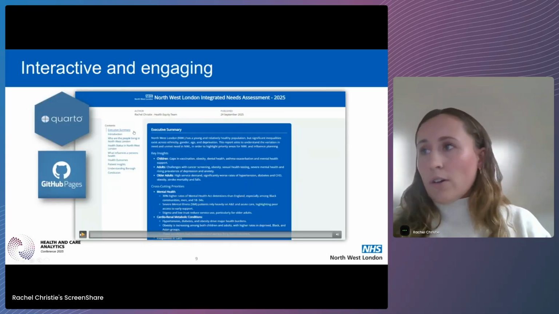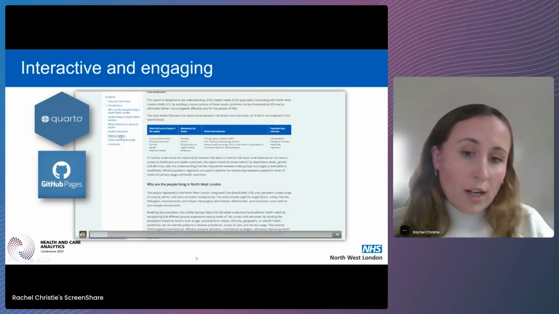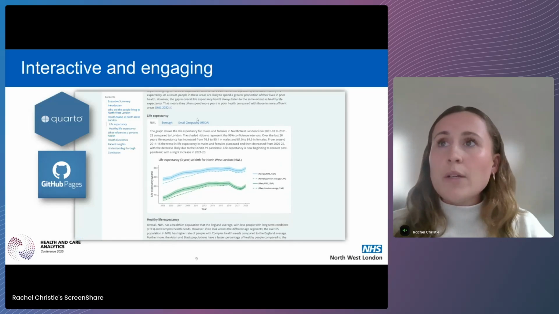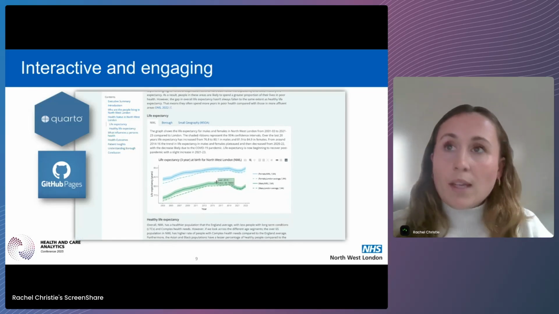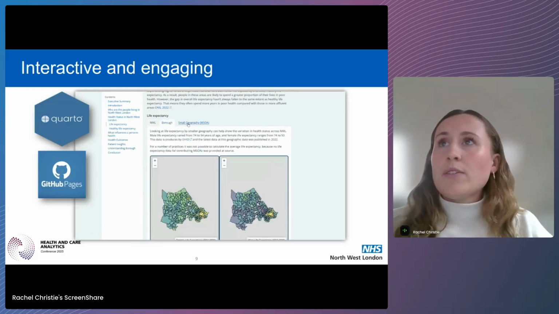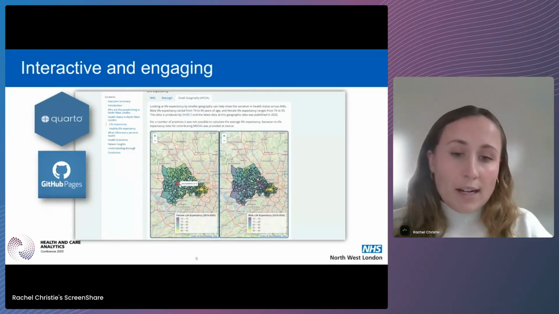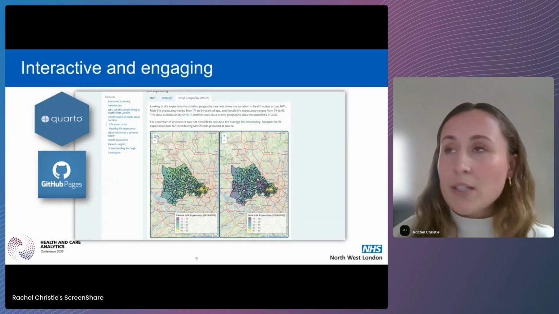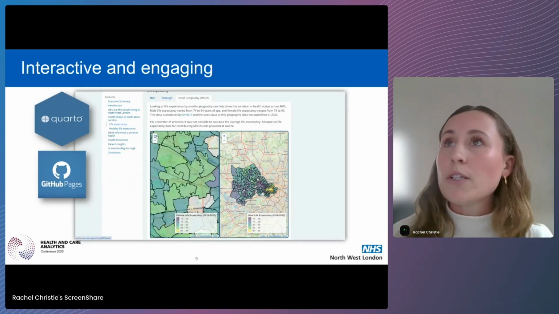So now we've got good data, we've organised it in a way that hopefully is meaningful for prioritisation. Now we just need to get people to read the report. And in North West London, we try to make this report interactive and engaging because not everybody likes to just look at a bunch of numbers, which obviously is pretty shocking.